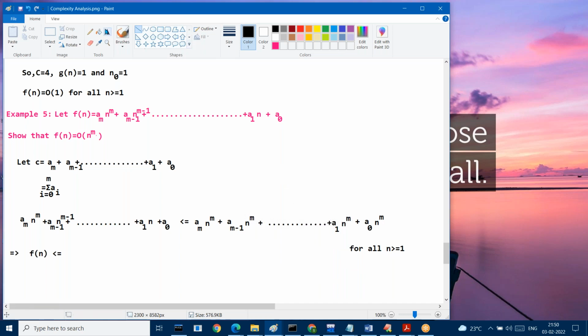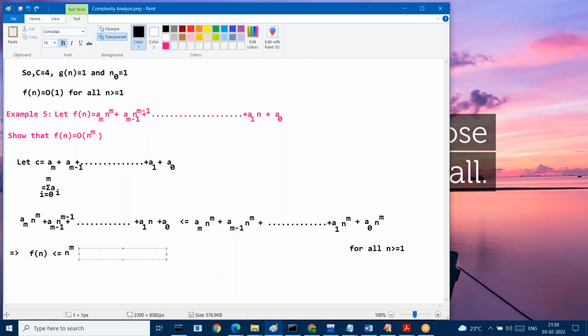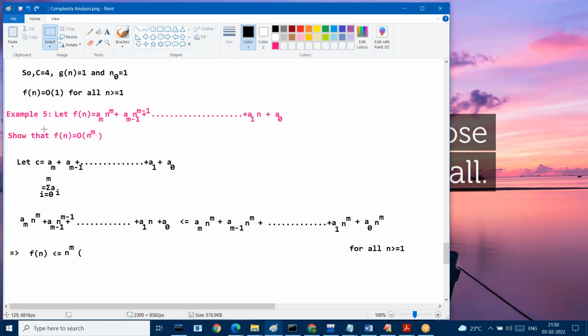So what I can do, sir, I can take n to the power m common. If you take n to the power m common, what is the thing will be there? Sir, first one will be am, then am minus 1, then dot dot dot, then a1, then a0. That means basically this thing will be there.